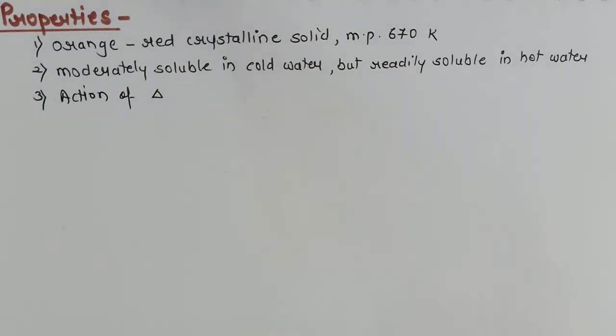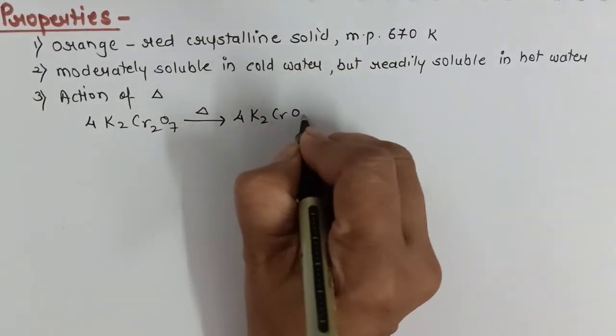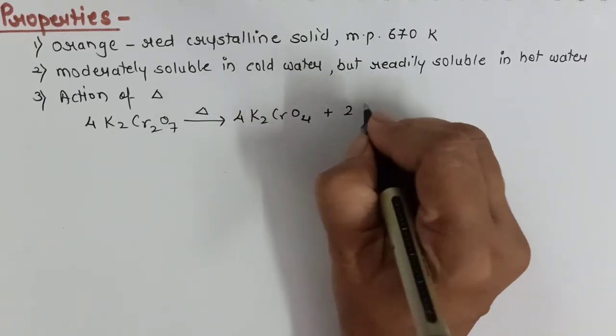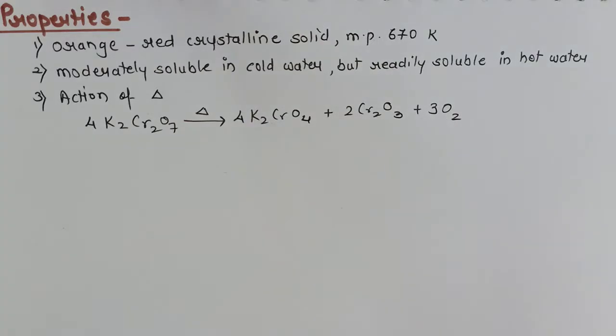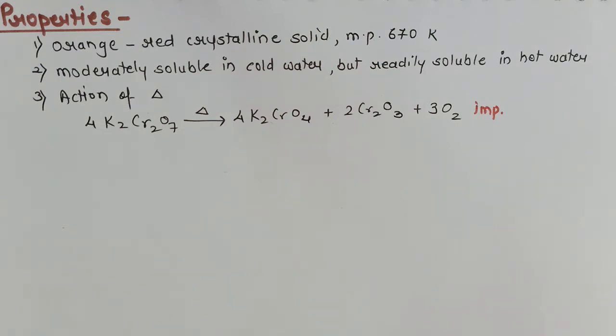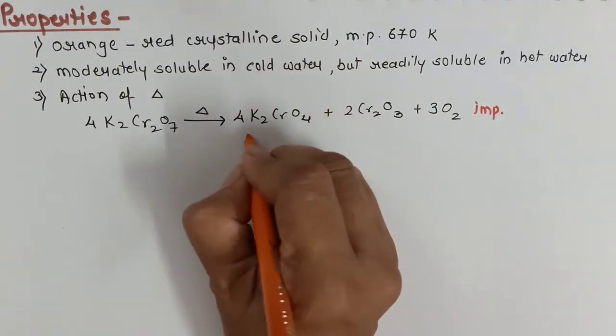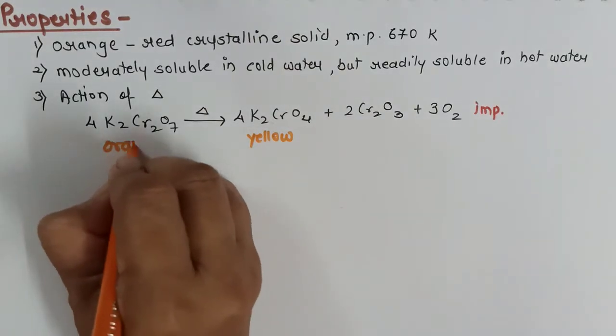Thirdly, let us see what is the action of heat on potassium dichromate. On heating, potassium dichromate decomposes and forms compounds like potassium chromate, chromic acid along with oxygen. Now this reaction is important. Again we have to remember the color of potassium chromate. Potassium chromate is yellow in color, whereas dichromate is orange in color.